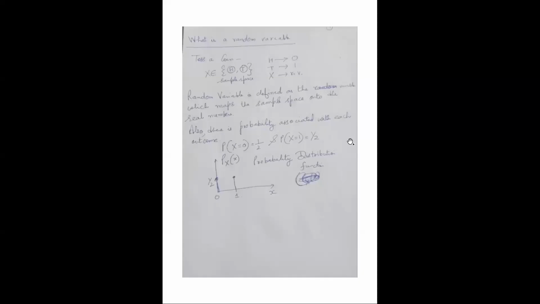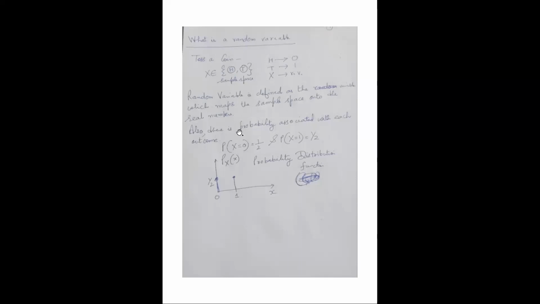Thank you very much. Let me once again go through this slide. So what is the random variable? I'm considering an example of tossing a coin where the outcomes are head and tail. A random variable is the variable which maps the sample space to real numbers. So this is the sample space in which the outcomes are head and tail. Head will be mapped to 0 and tail will be mapped to 1. So X is my random variable.